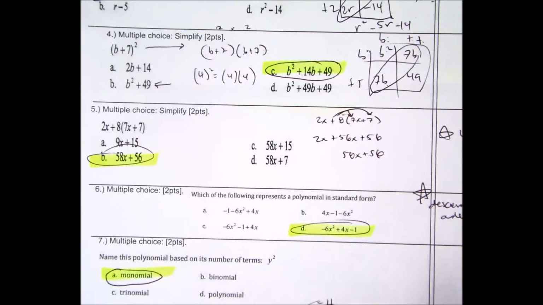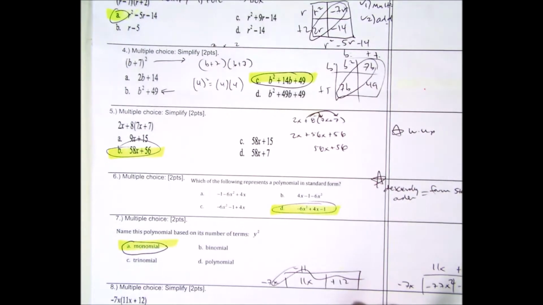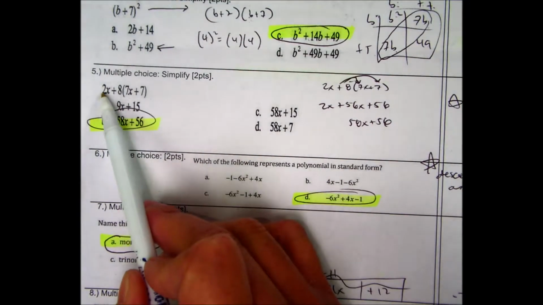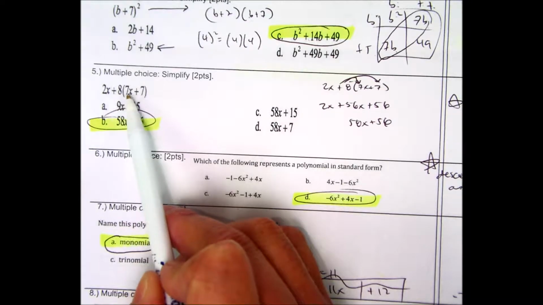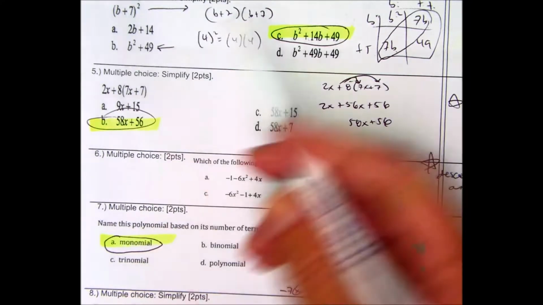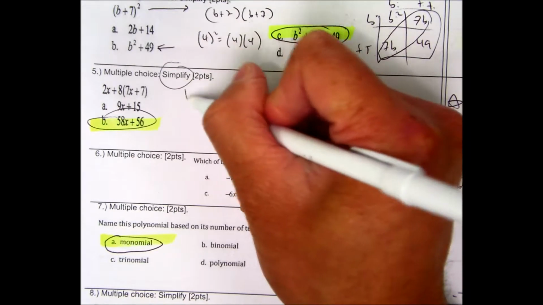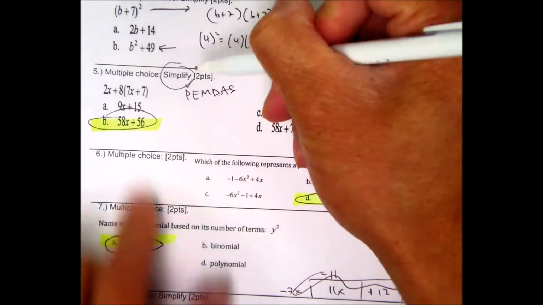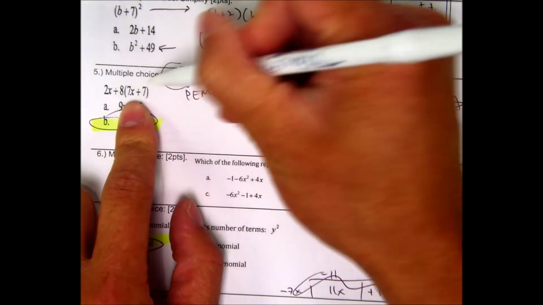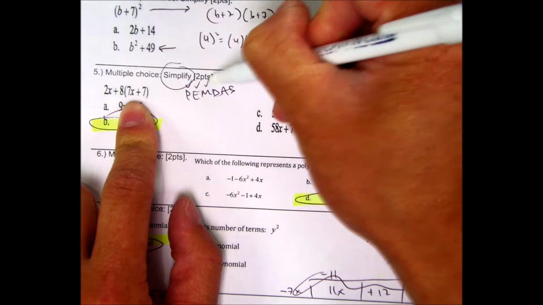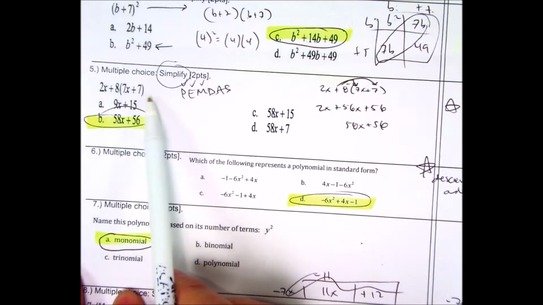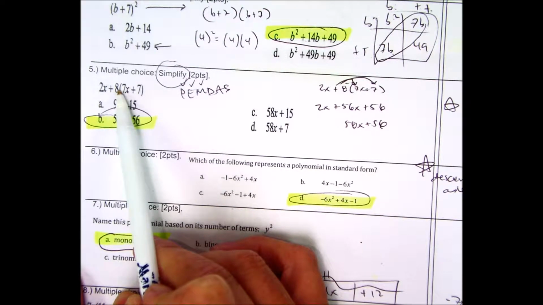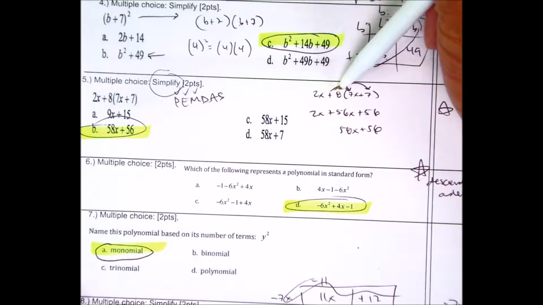Question number 5 looks a little tricky. This one says 2x plus 8 parentheses 7x plus 7. Well, if I look at the parentheses, remember when you're simplifying, you always use PEMDAS. And inside the parentheses, I can't add those, right? So we're done with that. There's no exponents. Now I'm going to do multiplication. So in here, I'm looking for multiplication, and the only multiplication I see is where there's no addition, which is between the 8 and the parentheses, which means you have to distribute that 8.